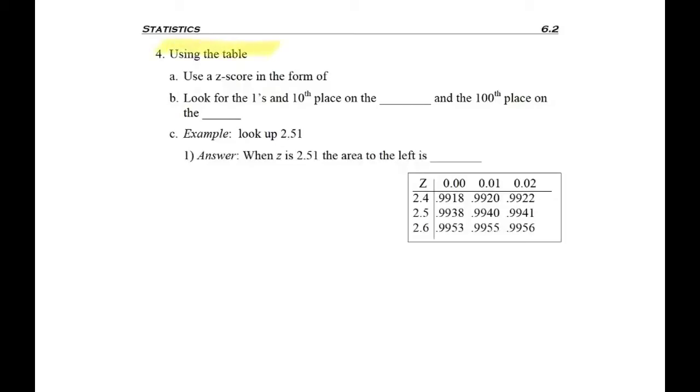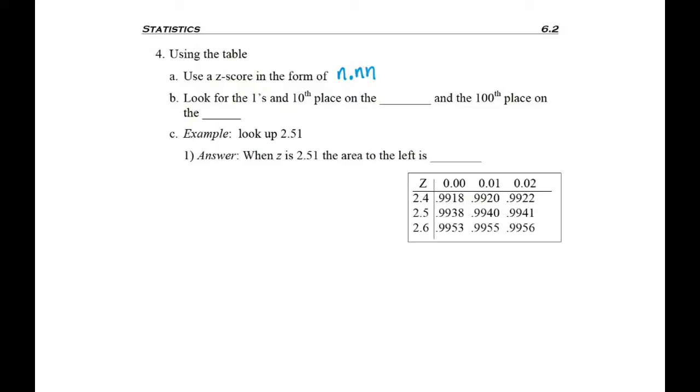Okay, so here's how we go about using the table. The first thing is the z-score that we're going to use always needs to be in the form of a number, period, a two-digit number. Now when we go to find a z-score, there might be a lot of places past the decimal, but we'll always stop just so that we have two digits past the decimal. We'll round to that point.